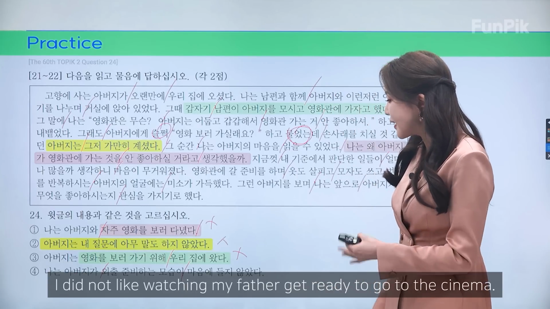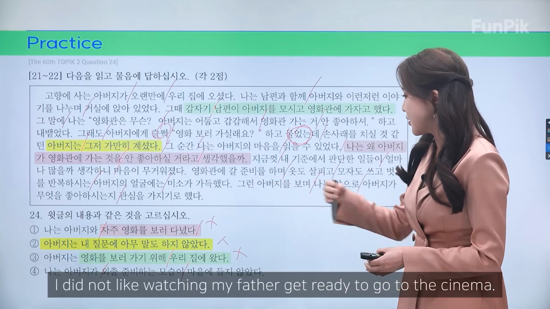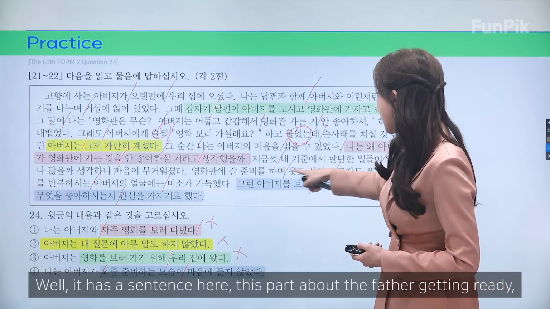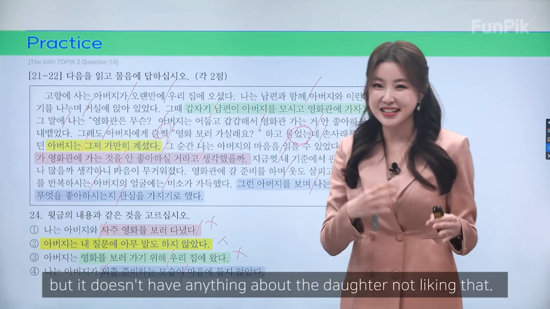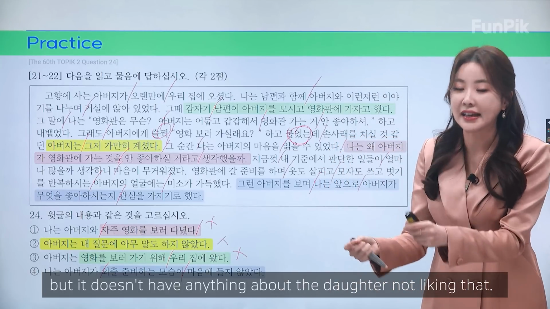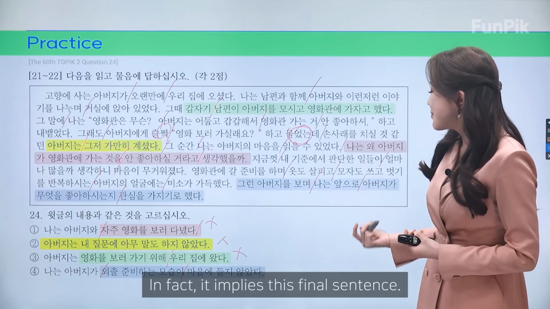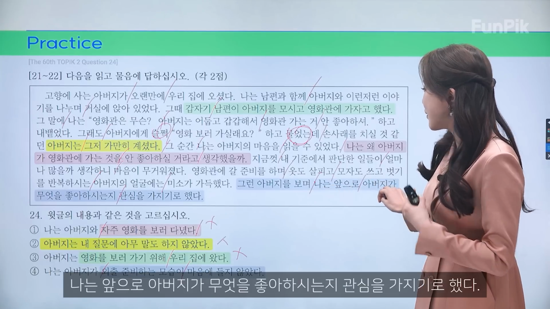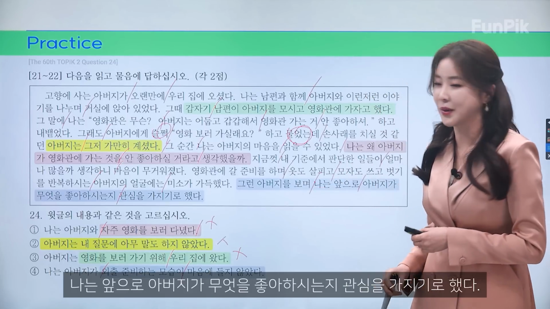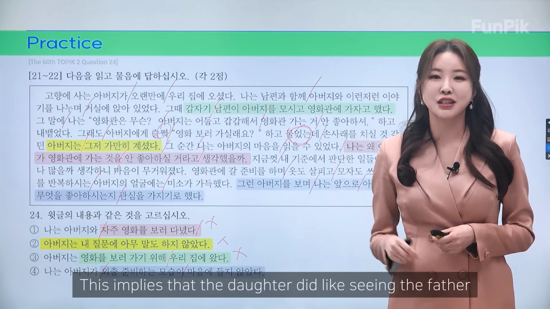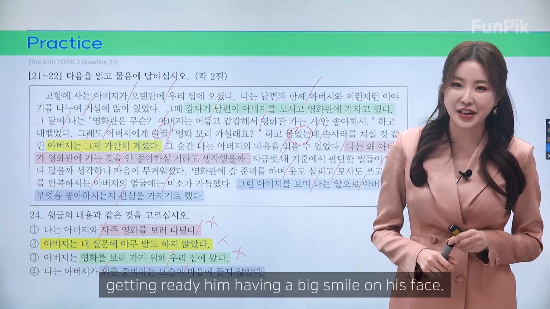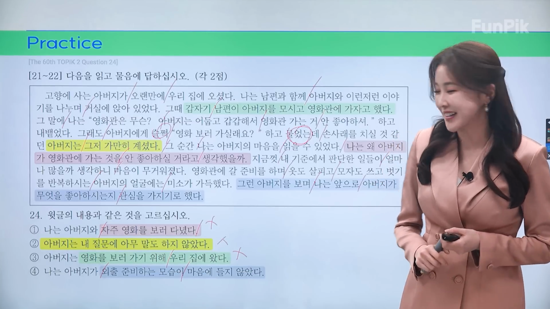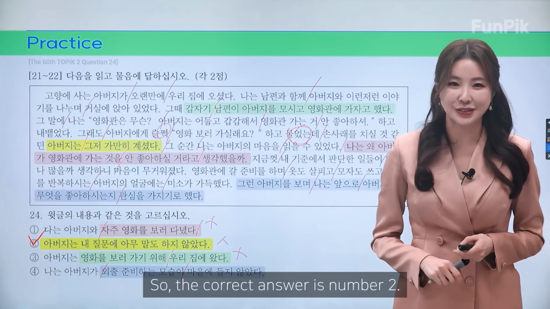I did not like watching my father get ready to go to the cinema. Well, it has a sentence here, this part, about the father getting ready, but it doesn't have anything about the daughter not liking that. In fact, it implies this final sentence. 그런 아버지를 보며 나는 앞으로 아버지가 무엇을 좋아하는지 관심을 가지기로 했다. So this implies that the daughter did like seeing the father getting ready, him having a big smile on his face. All right, so the correct answer is number 2.